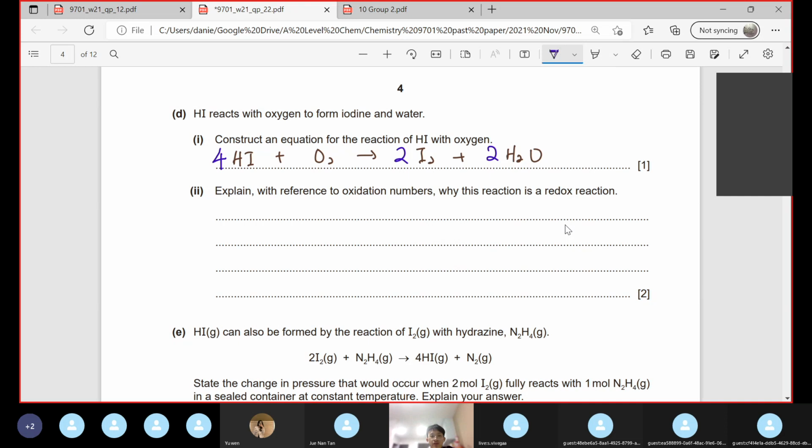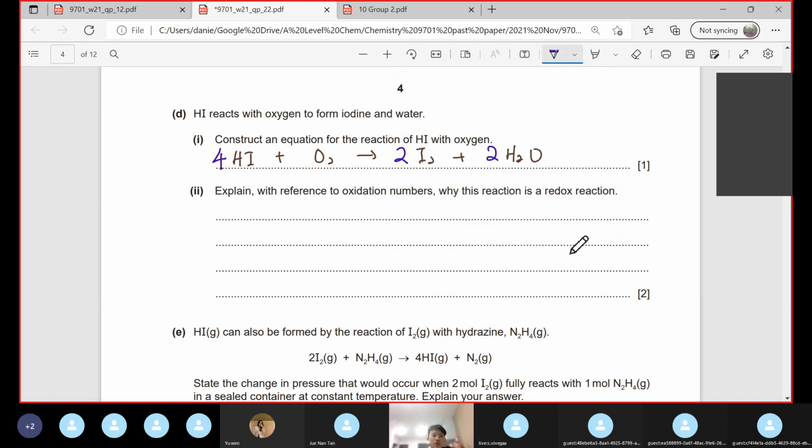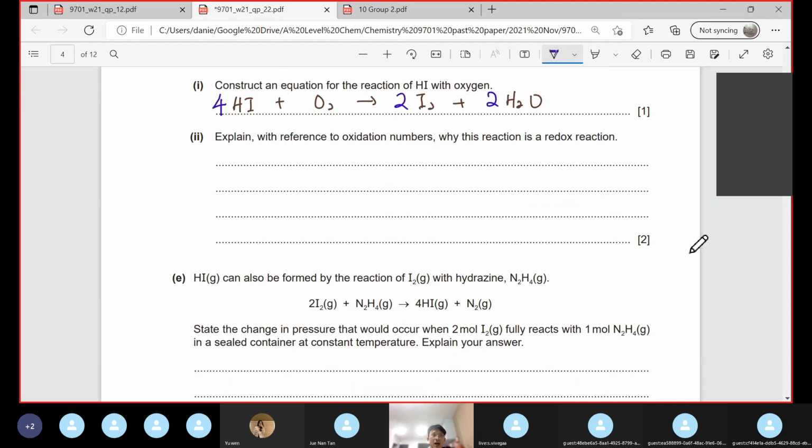Okay, then the next, explain with reference to oxidation number why this reaction is a redox reaction. I would say this is very easy marks for you to score. When they ask you why this is a redox reaction and to explain with reference to the oxidation number, then you just state how the oxidation number changed, from what to what.